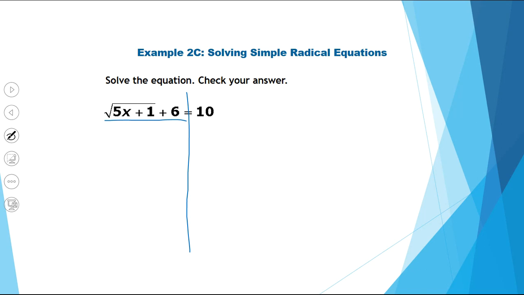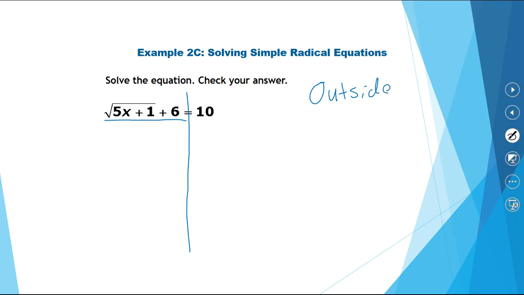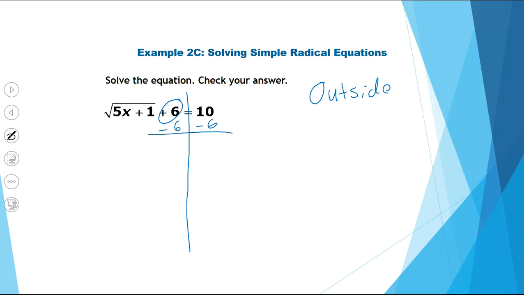And again, follow my process. What is outside the radical? Well, on the left-hand side, 5x plus 1 is inside the radical, but plus 6 is outside the radical. So that tells me, let's take care of this plus 6 first. If I want to move plus 6, I will subtract 6. It's the opposite operation. It will make it disappear, leaving me with just the square root of 5x plus 1 equal to 4.